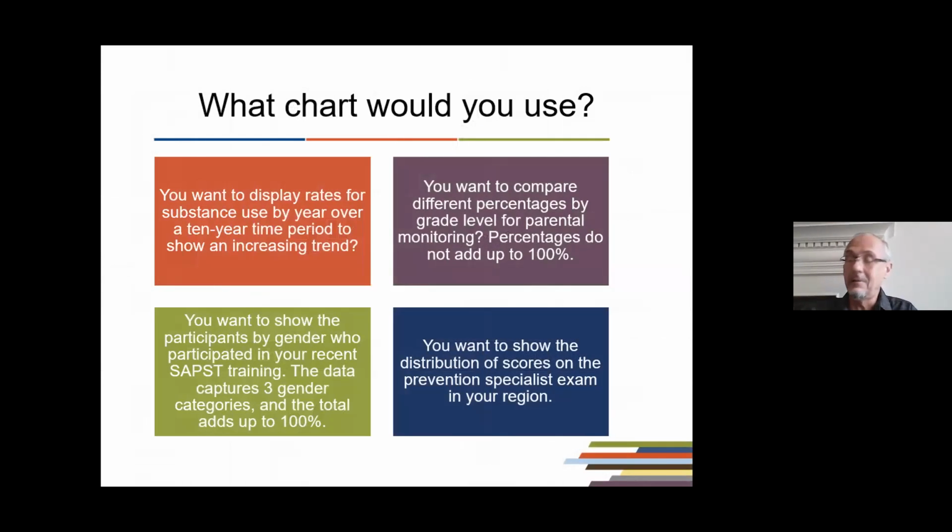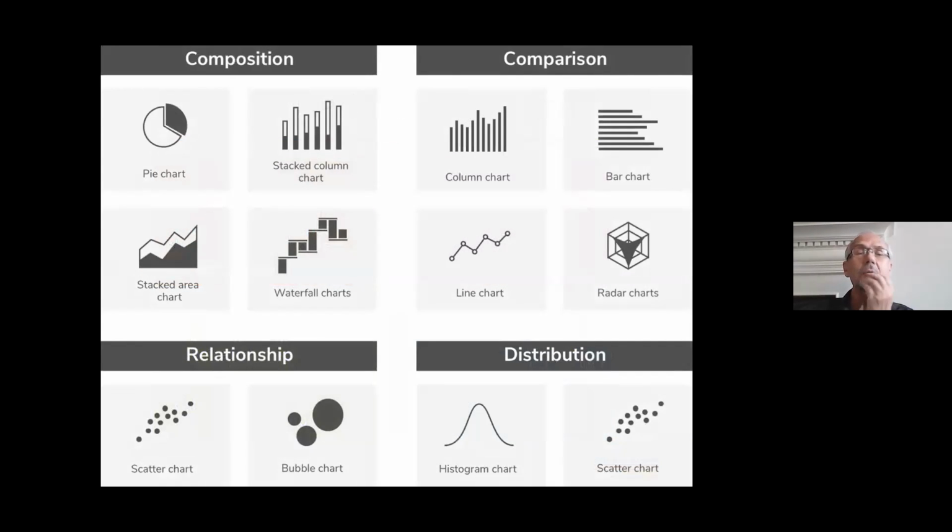So now what we would like to do is let you play with this for just a moment and find out what chart you would use. I'm going to go back and forth as we do this. I'm going to read the question to you, give you just a moment to think, and then we're going to do a poll. So let's say you want to display rates for substance use by year over a 10-year time period to show an increasing trend. Which of these would you use?